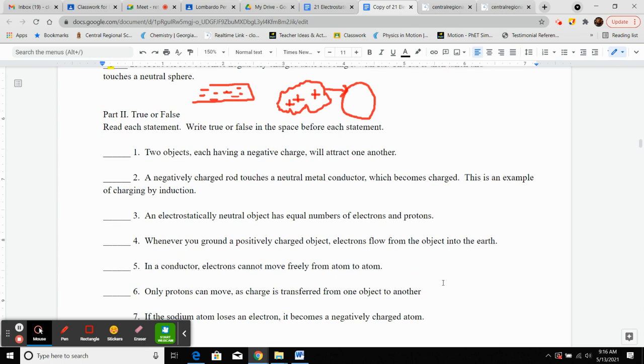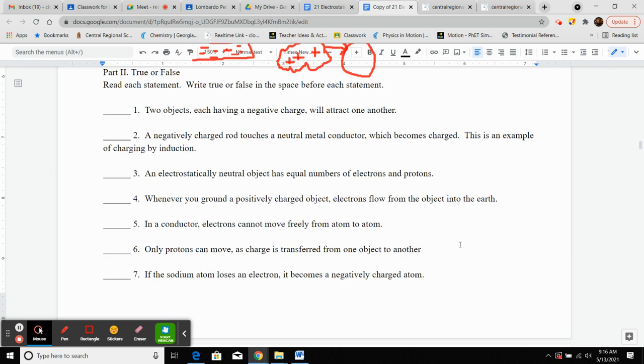Okay, true or false? Two objects have negative charge. Will they attract each other? No, they won't. Negatively charged rod touches a neutral metal conductor, which then becomes charged. This is an example of induction. No, that would be conduction. 3, a neutral object has equal numbers of electrons and protons. Yeah, that's true.